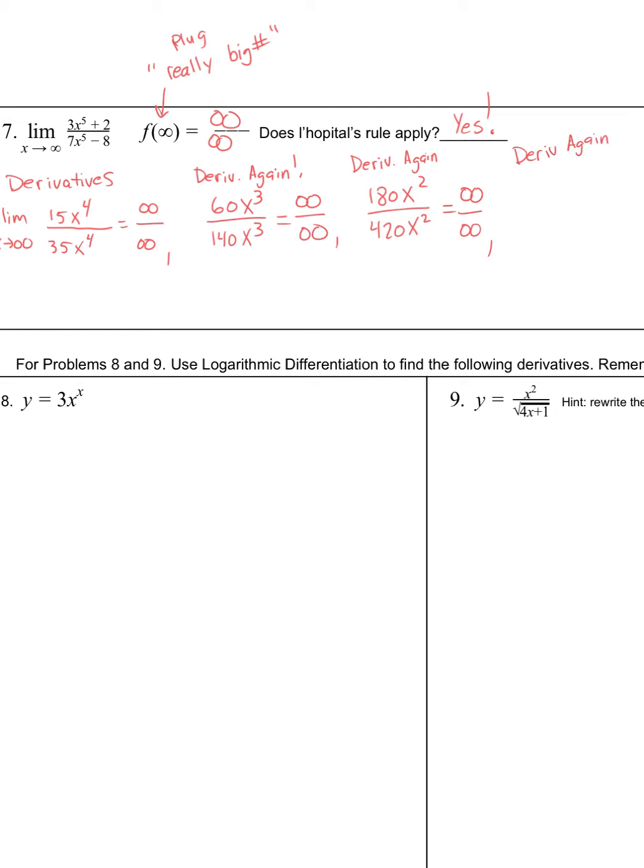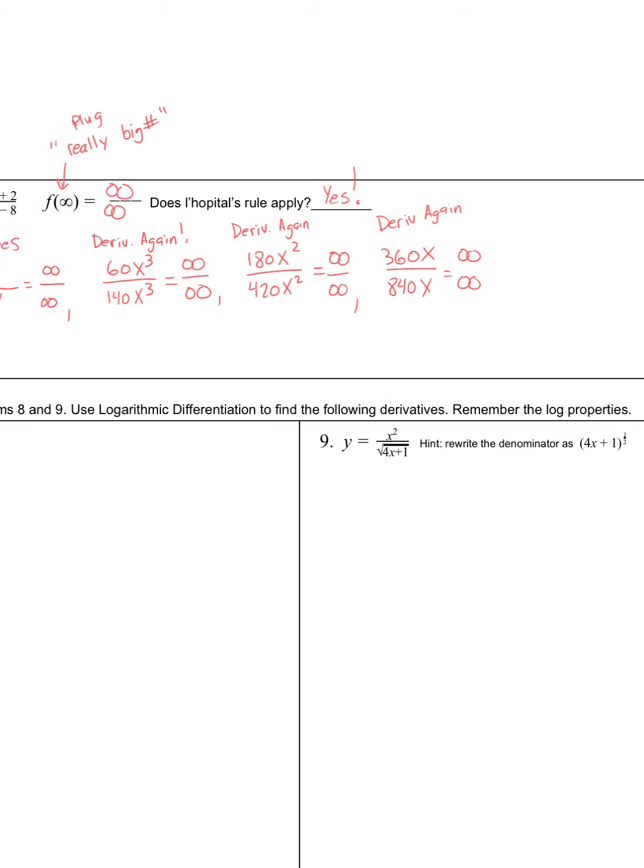You just keep going as many times as it takes to get an answer. So the derivative on top, the derivative of 180x squared, is going to be 360x. And the derivative on the bottom, the derivative of 420x squared, is 840x. And guess what? When we apply that limit as x approaches 0 and I plug it in here, I still have infinity over infinity. Woof! Now we go again.